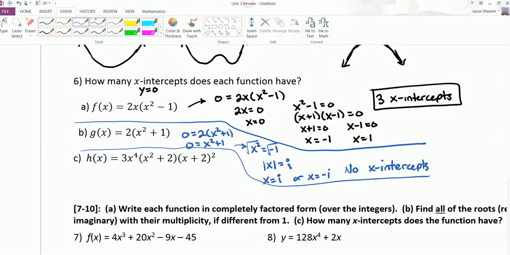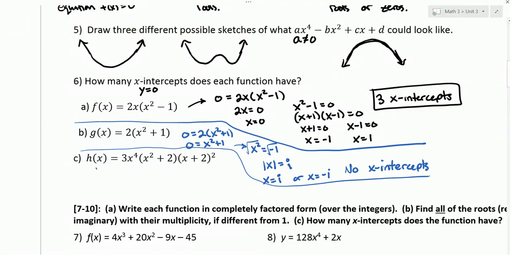And lastly, C. If we set our y value, which is h of x, equal to 0, then we can take each factor. This is (x plus 2) squared, so it's really (x plus 2) times (x plus 2). So we can take each factor and set it equal to 0. So 3x to the 4th is equal to 0. x squared plus 2 is equal to 0. And then we have two of these. I'm just going to write one of them. So x plus 2 is equal to 0.